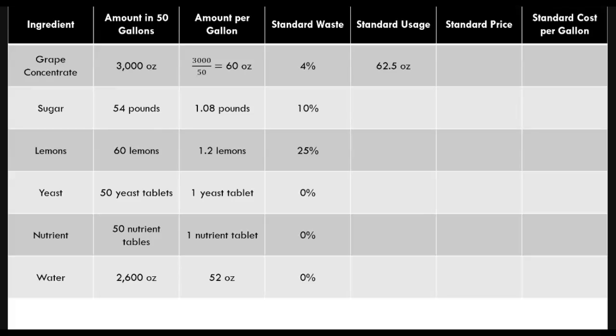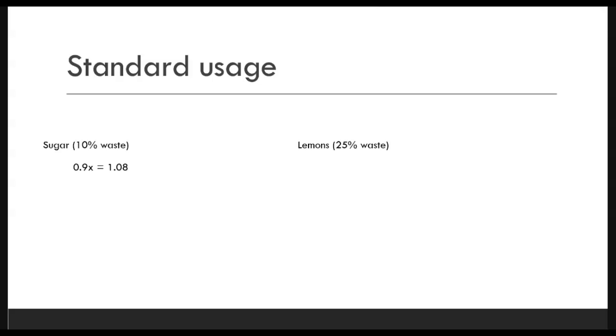Now we're going to do the same kind of thing here for sugar and lemons also. So sugar has 10% waste, lemons have 25% waste. So first, working with the sugar, 0.9x, right, 100% minus 10% gets us this 90%, equals 1.08 pounds of sugar. Divide each side by 0.9, and we see that our standard usage for the sugar is 1.2 pounds. Now lemons have 25% waste. So 100% minus 25% gives us this 0.75. So 0.75x equals 1.2 lemons. Divide each side by 0.75, and we see that the standard usage of lemons in 1 gallon is 1.6 lemons.